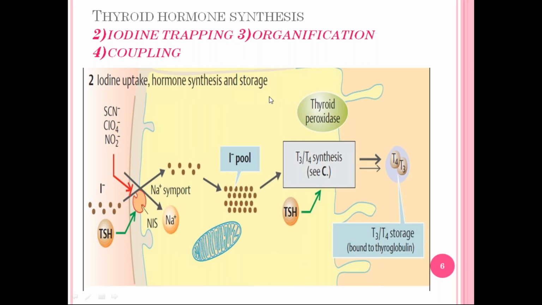So there is an enzyme called thyroid peroxidase. It is very important. So what will this thyroid peroxidase do? It will convert the iodide form to iodine, I minus to I2, that is iodine, right? So iodine is formed.